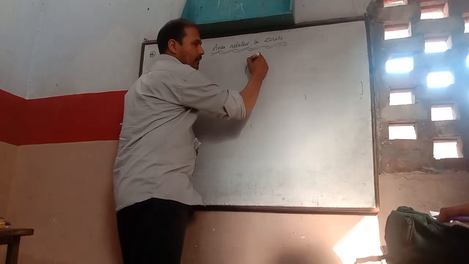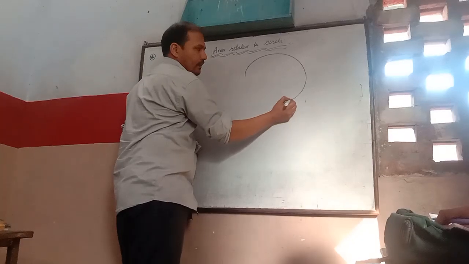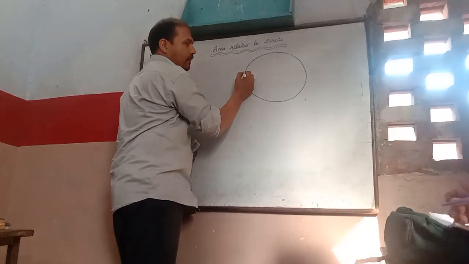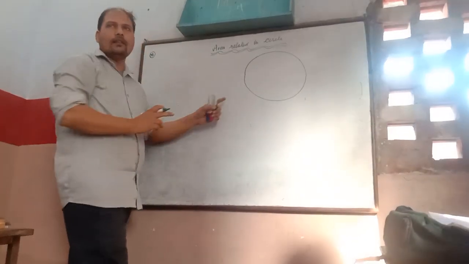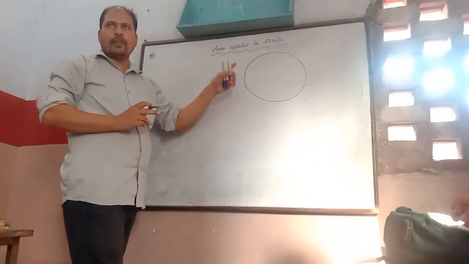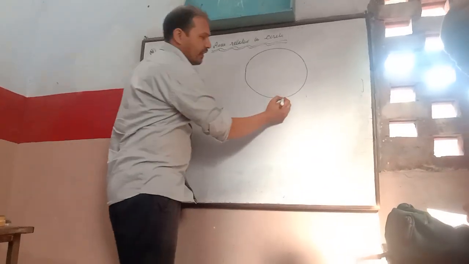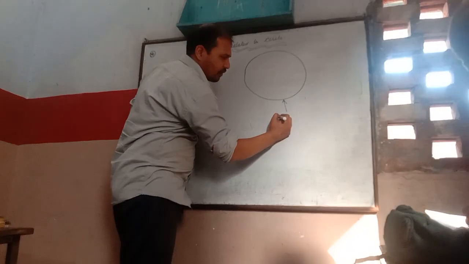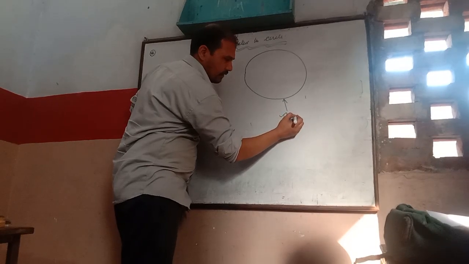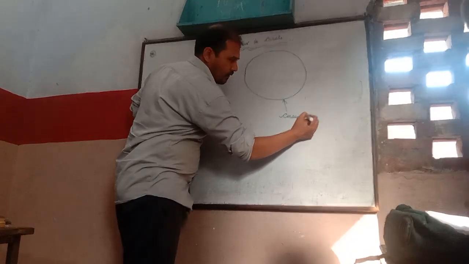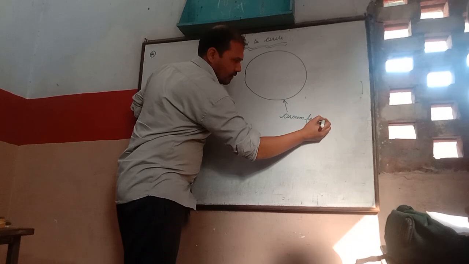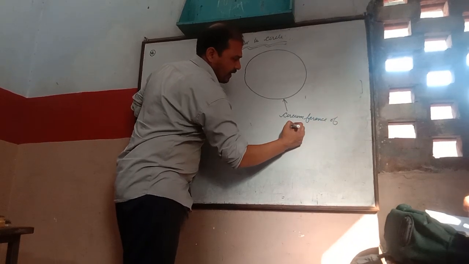आइए फर्स्ट ऑफ ऑल सर्कल, that is the boundary of the circle. Okay, boundary of the circle. Boundary of the circle is called circumference of the circle.